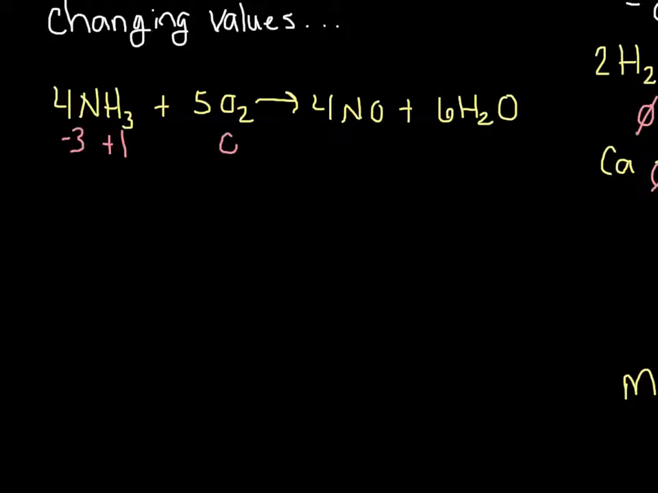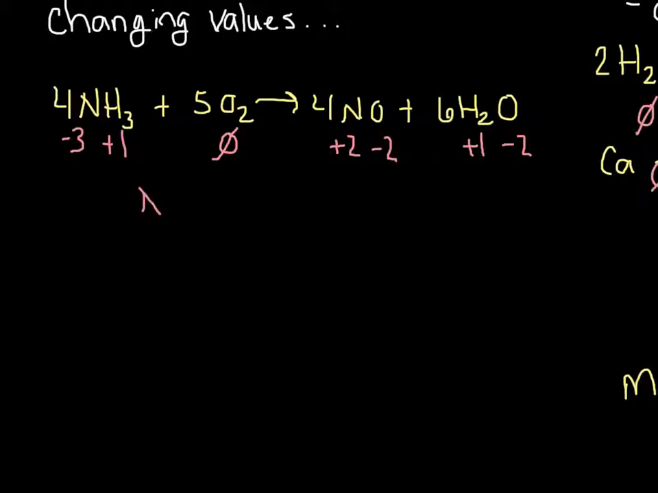Pure oxygen, 0. NO, O has a negative 2 charge, so this nitrogen has a positive 2 charge. Water, oxygen has a negative 2 charge, and hydrogen has a positive 1 oxidation number, and there's 2 of them. Let's list what's going on in each of these.